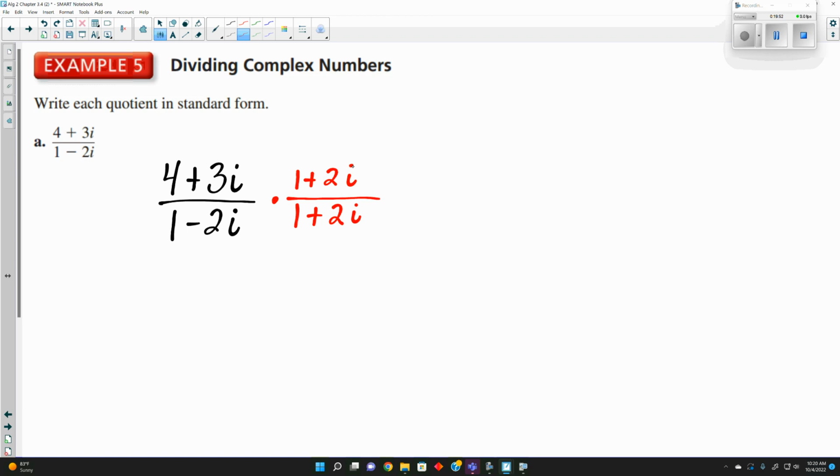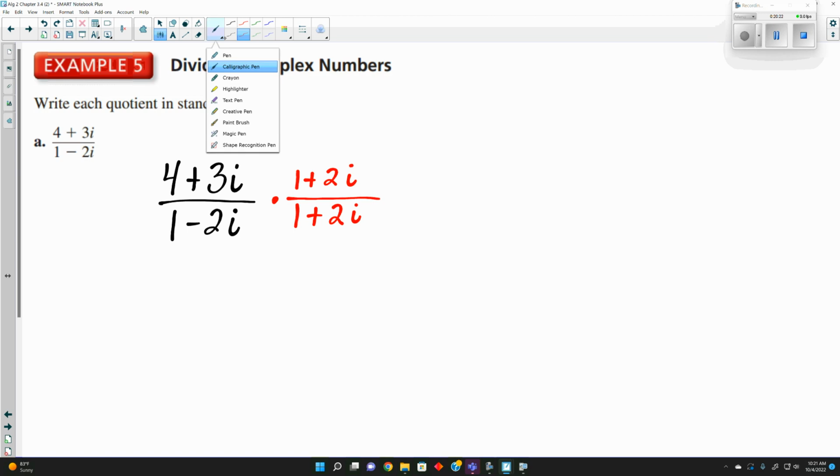And the reason we can do this is something very simple. What is 1 plus 2i divided by 1 plus 2i? So what am I essentially multiplying this fraction by? 1. I'm not changing anything. I'm just multiplying it by 1. It's a fancy version of 1, but it's still 1. So it's not changing what we have, it's just changing how it looks. I'm not changing the value, just changing how it looks. So we don't have i in the bottom of the fraction.